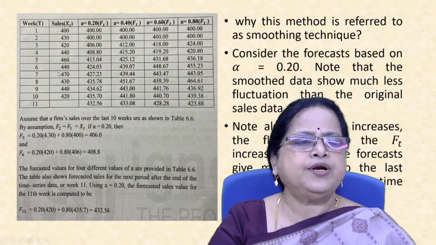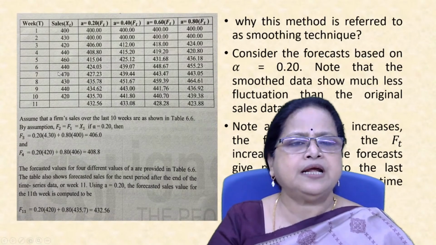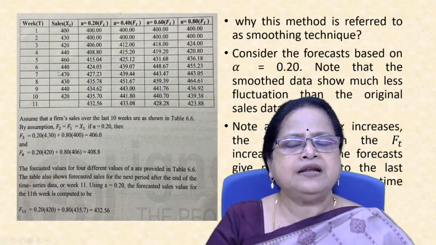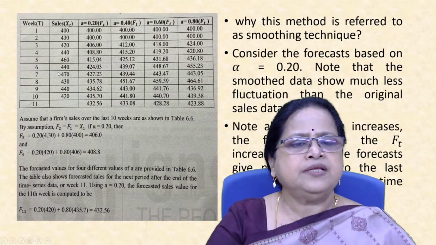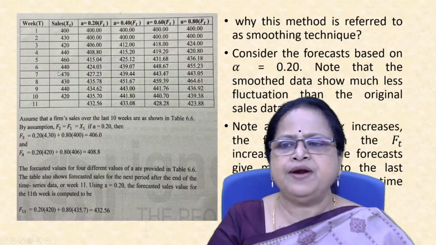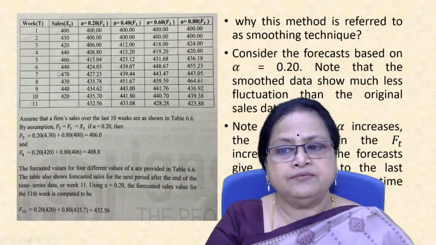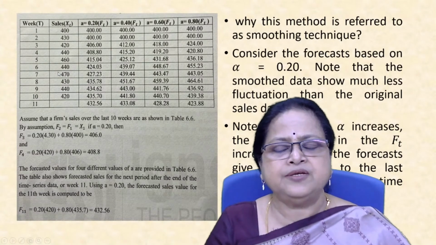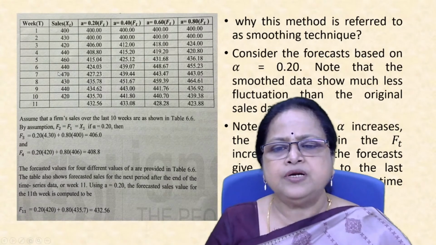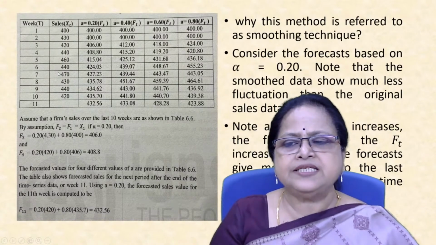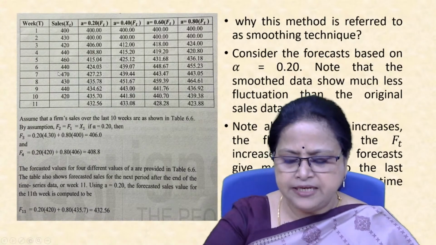Consider now alpha equal to 0.20, alpha equal to 0.40, alpha equal to 0.60. There are different estimates. You find that there is much less fluctuation. Note that the smoothed data show much less fluctuation than the original sales data. Note also that as alpha increases, the fluctuations in the F(t) increase.